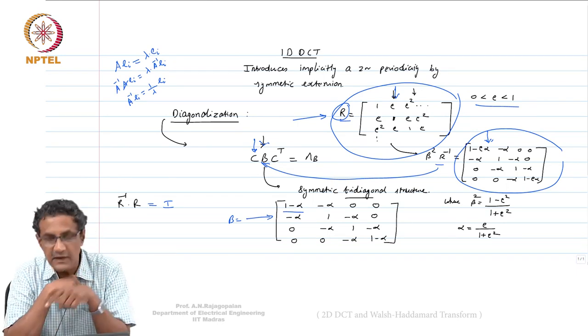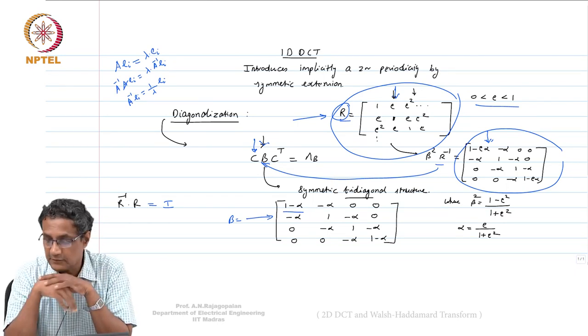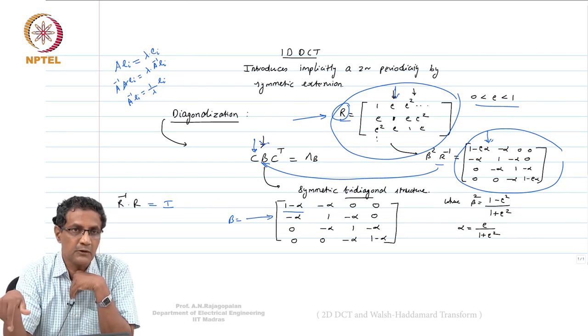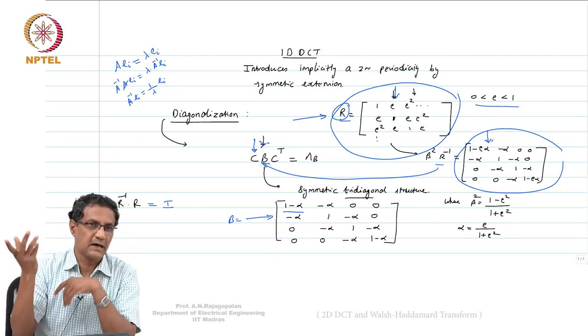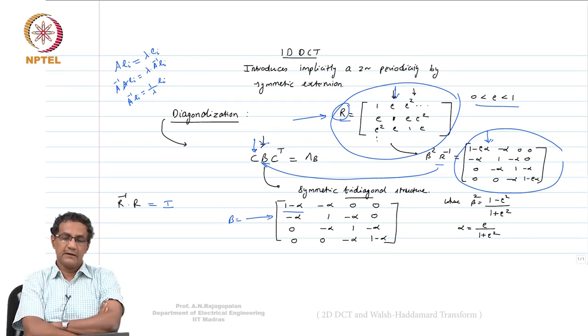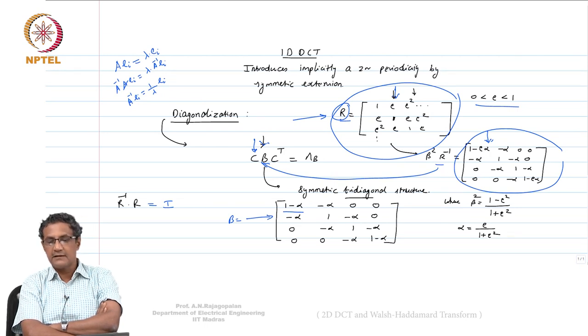Suppose instead of C you put phi there, and I compute phi R phi transpose, with this Markov R, and suppose I take rho close to 1, let's say 0.95 or even 0.9. Then what you will find is that the diagonalization capability of the DFT will not be as good as that of a DCT.